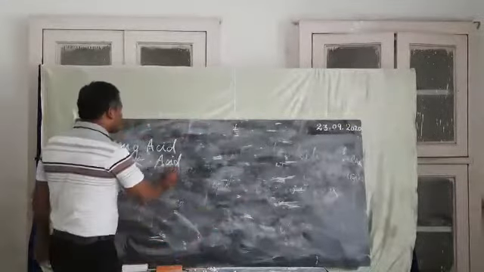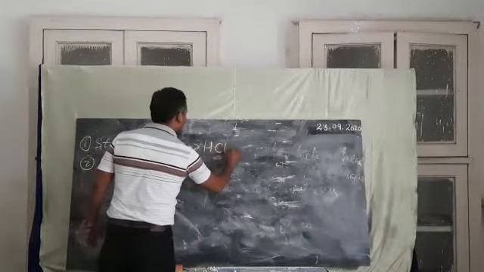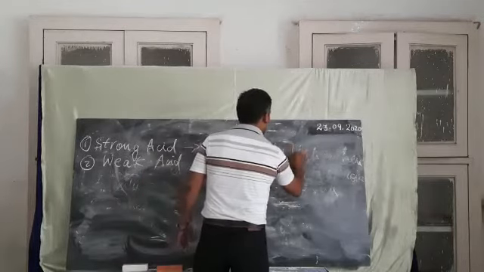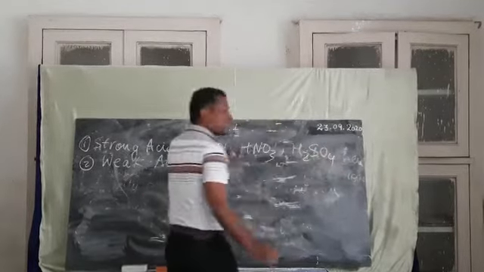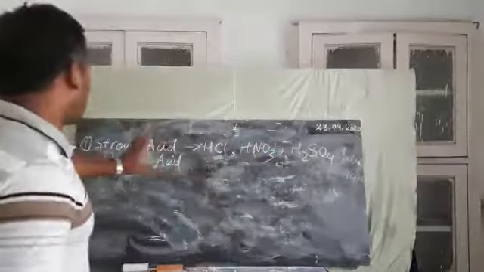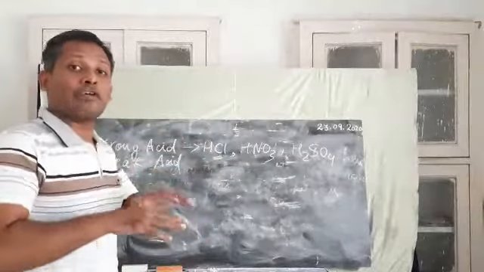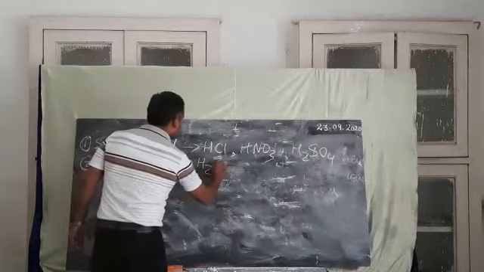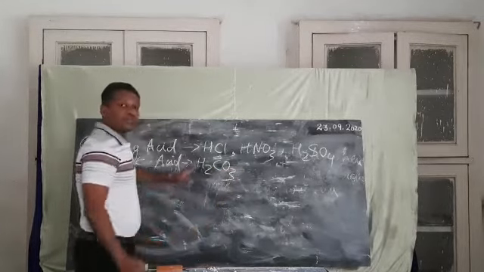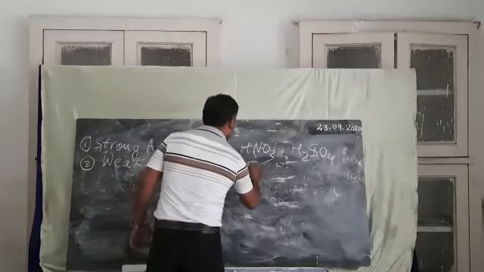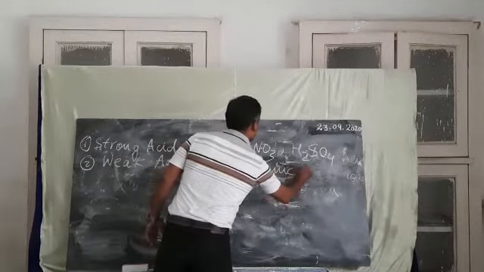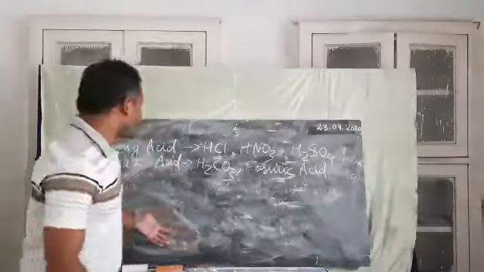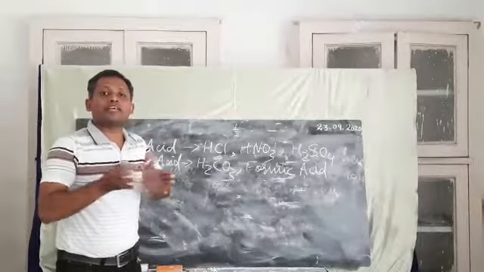For example, strong acid examples are HCl, HNO3, and H2SO4. All these are examples of strong acid. What does a strong acid do? When you dissolve it in water, it ionizes to a large extent. What does a weak acid do? Weak acid examples are H2CO3, H2SO3, and formic acid. All these are called weak acids. Why are they called weak acids? When you dissolve them in water, they ionize to a small extent.